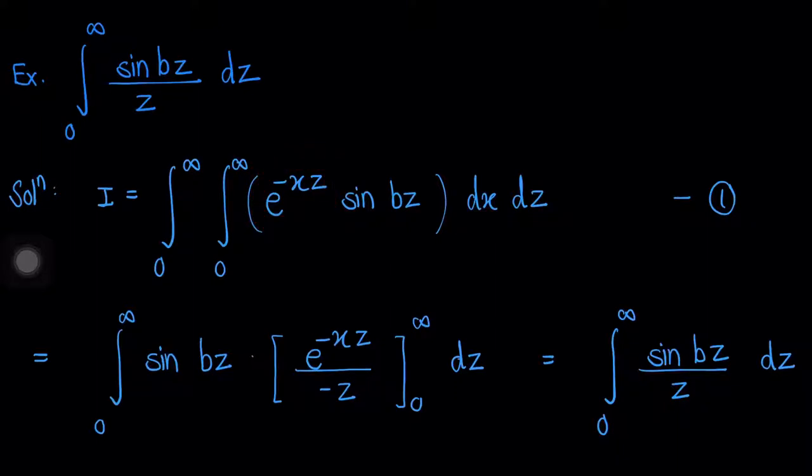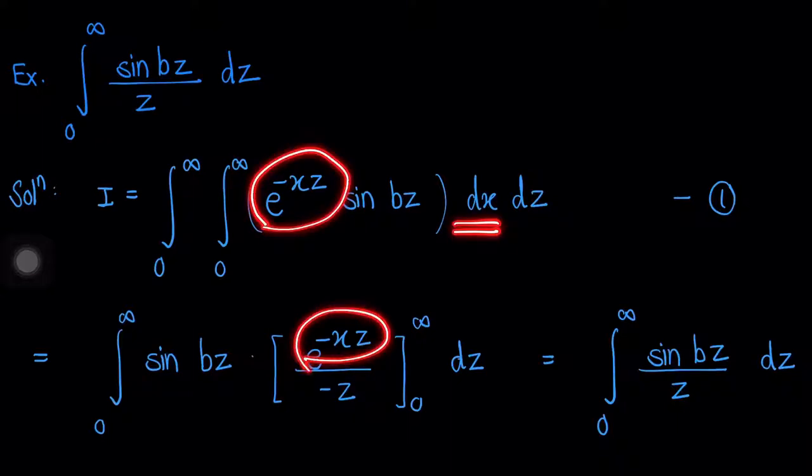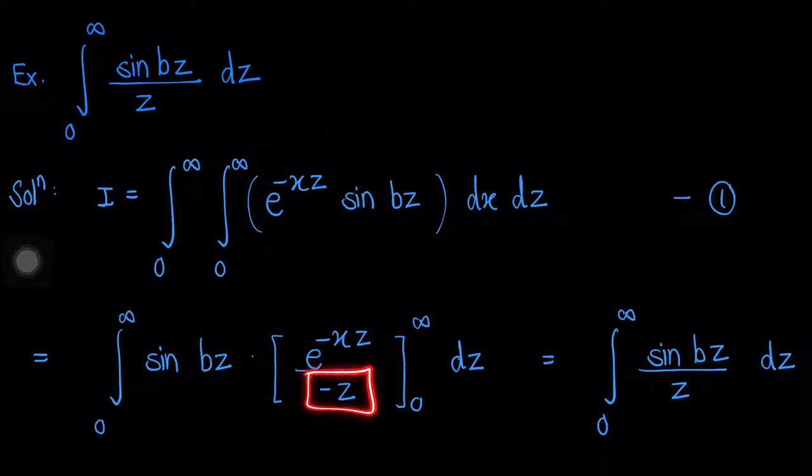Now integration of e raised to minus xz with respect to x. Okay, so integration of e raised to minus xz is going to be e raised to minus xz divided by coefficient of x, and here the coefficient of x is minus z. Therefore, the integration of e raised to minus xz with respect to x is equal to e raised to minus xz upon minus z, and limits from 0 to infinity.